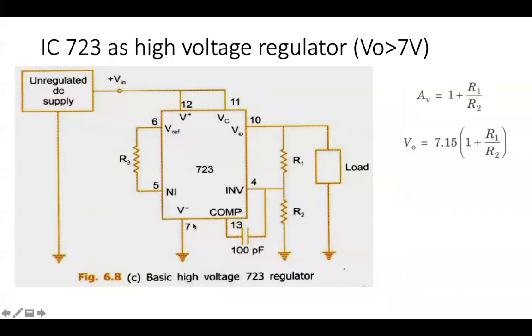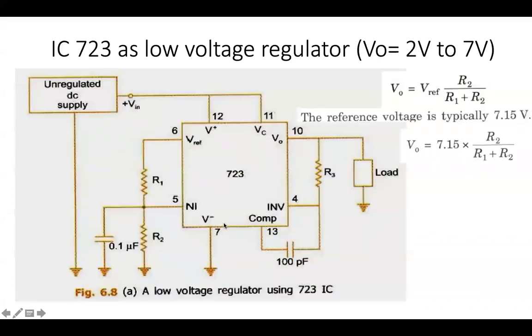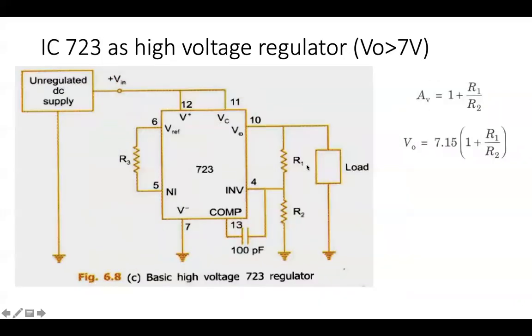Okay, so as usual, we give the negative potentials here, the positive potentials here. Unregulated supply is given to the non-inverting terminal. This capacitor is retained along with the resistor. So we had that resistor combination here towards the input, but now we have that combination towards the output side. R1, R2, it is shifted towards the output side.